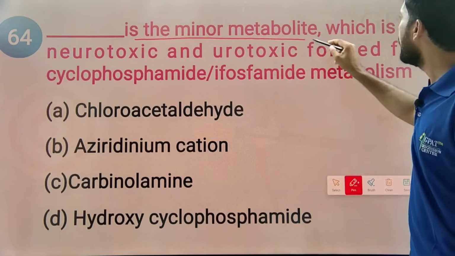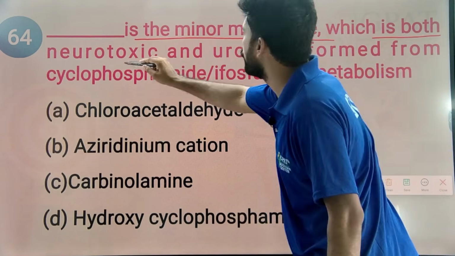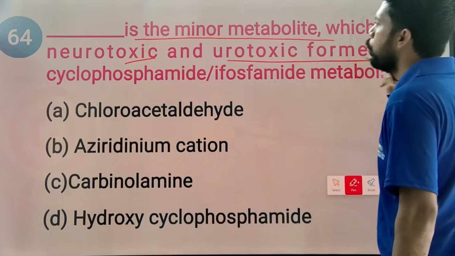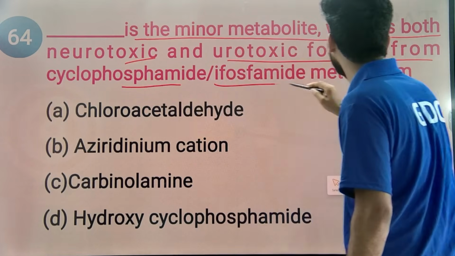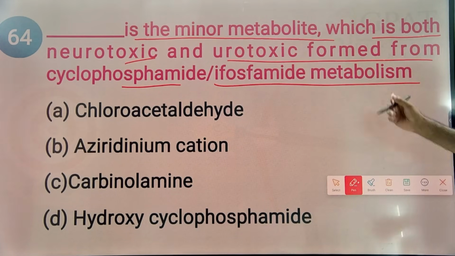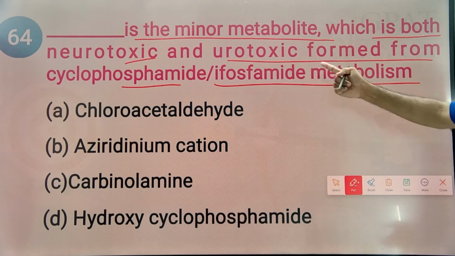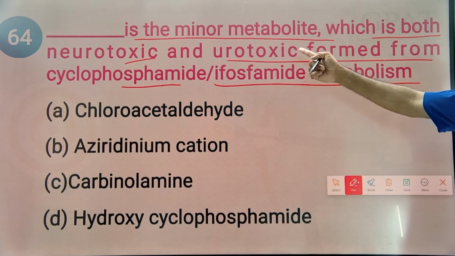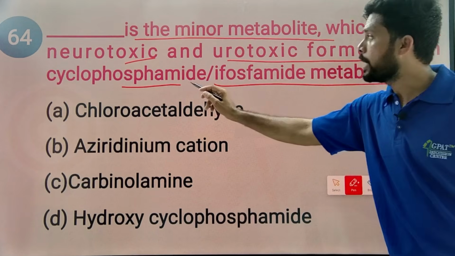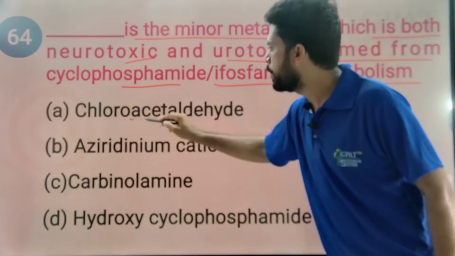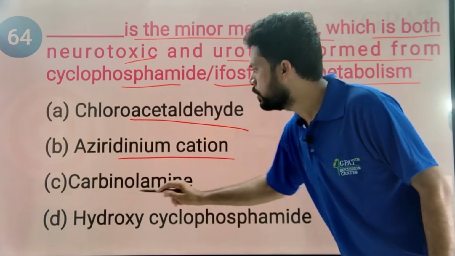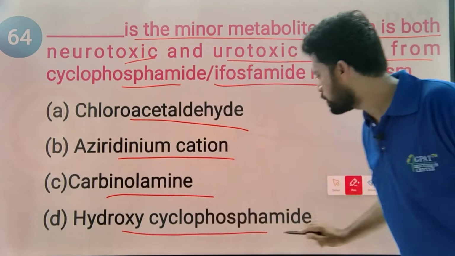Dash is the minor metabolite which is both neurotoxic and urotoxic, formed from cyclophosphamide or ifosfamide metabolism. One of the toxic metabolites is neurotoxic as well as urotoxic. Urotoxic means damage to the kidney or urinary system. Formed from cyclophosphamide or ifosfamide, anti-cancer drugs. Options: chloroacetaldehyde, aziridinium cation, carbonyl amino, hydroxycyclophosphamide.